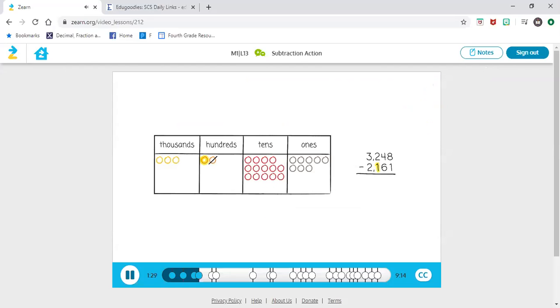Yes, 1 is equal to 1, so there are enough hundreds to subtract 100. 3 is greater than 2, so there are enough thousands to subtract 2 thousands. Awesome. We have enough thousands, hundreds, tens, and ones to subtract 2 thousands, 100, 6 tens, and 1 one. So we're ready to subtract 2,161 on the place value chart.